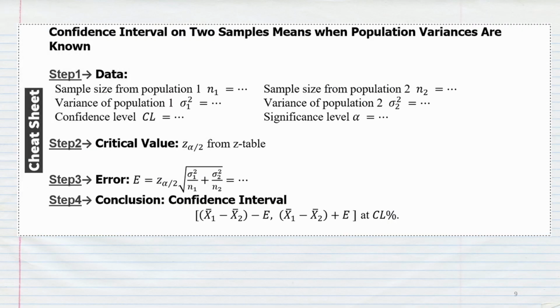So here it is, a cheat sheet on how to conduct a confidence interval to compare two population means when population variances are known, with 4 simple steps. Step 1. Get the data, like the sample sizes, the variances from the two samples, the confidence level and the significance level alpha. Step 2. Get the critical value from the z-table or from Microsoft's Excel. Step 3. Calculate the error with the formula shown. And finally, step 4, draw a conclusion on the confidence level.